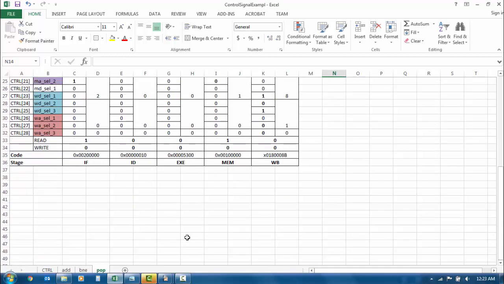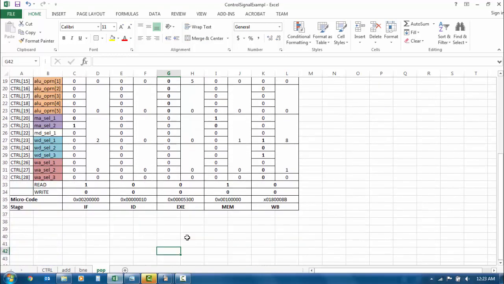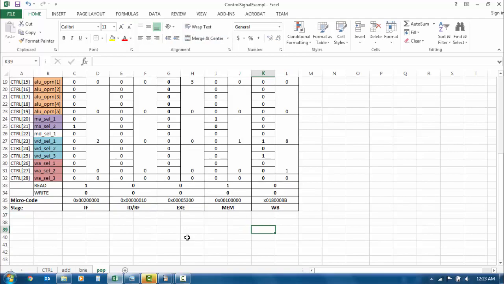Okay, 1 2 3 4. So these are the control codes, the microcode of our micro instruction during the execution of our processor at different phases: instruction fetch, decode, execute, and your memory and write back phase.